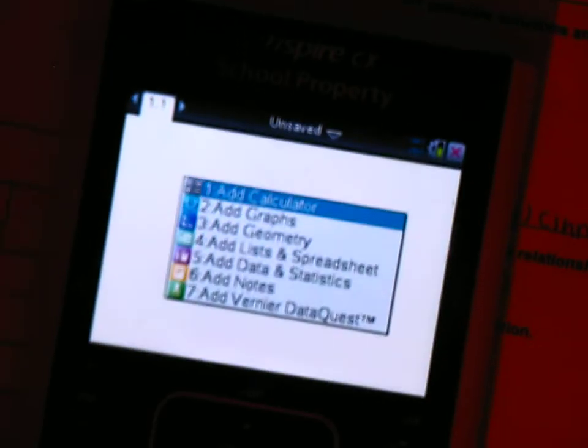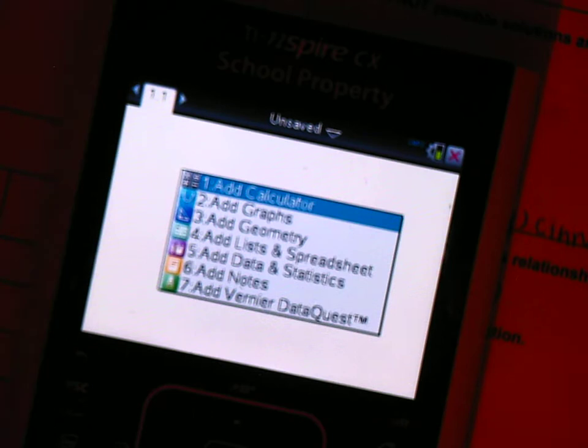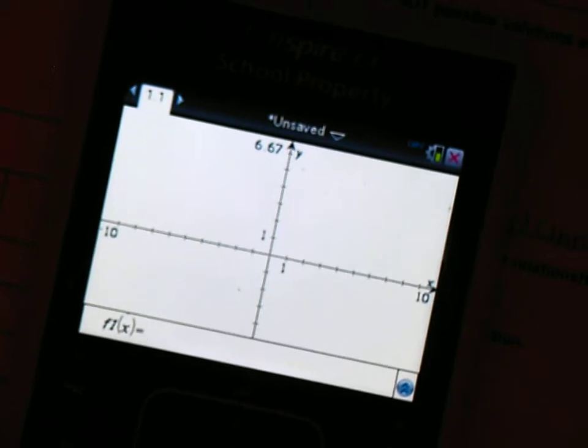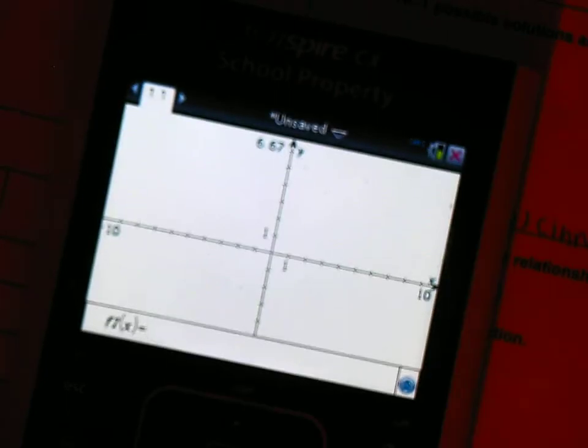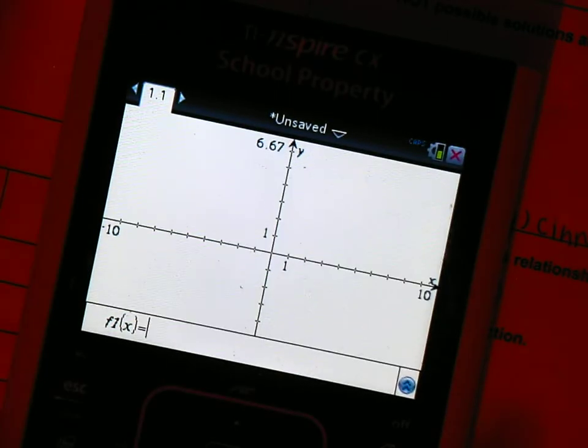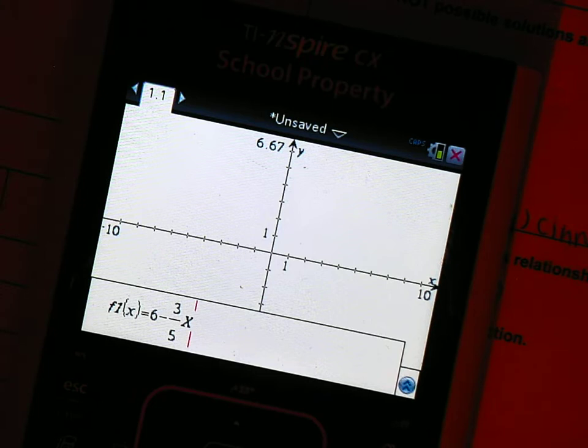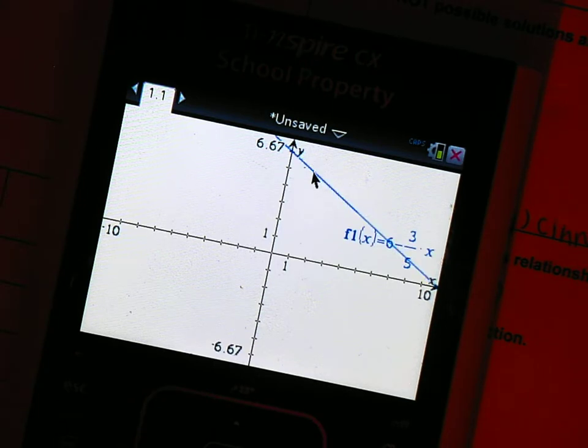Now here, remember, to pull up our table, I'm going to add a graph. So go to Add Graph. The function that we came up with was y equals 6 minus 3 over 5 times x. And hit enter. Cool. Gave us our graph.